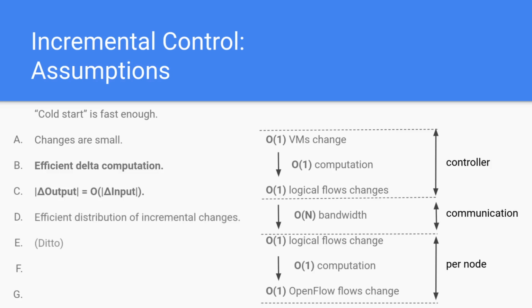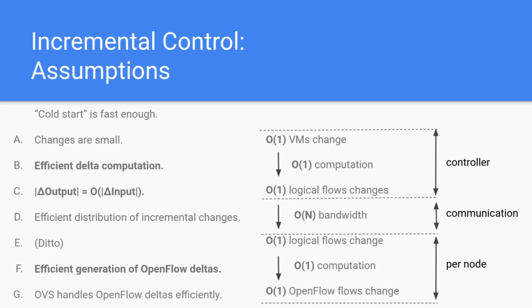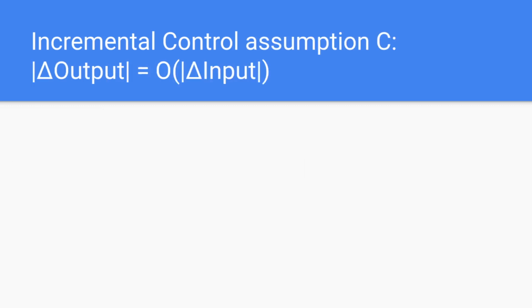A simpler assumption that isn't very hard is that when you have a small change to logical flows, you can efficiently distribute it, and the nodes can efficiently receive that. Finally, a final big assumption is that if we have a small change to the logical flows, we can efficiently generate the differences to the physical or OpenFlow flows. And finally, we're assuming that OVS, or whatever is running on our nodes, can actually handle those deltas efficiently. So let's break down the more difficult of these assumptions.